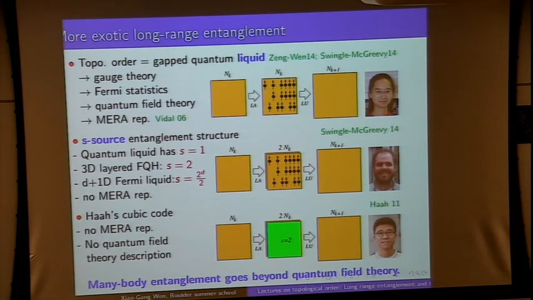Okay, what's a cubic code? A cubic code is this. It's... No, I'm not so sure what the two.